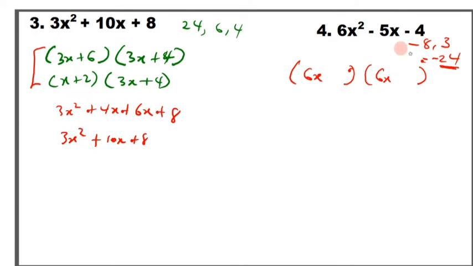And minus 8 times 3 is going to give us minus 24. So you need to be able to know the factors of this such that when you add them together, that's going to give you this. So that will help you narrow it down. So I'm going to put minus 8 here. I'm going to put plus 3 here.